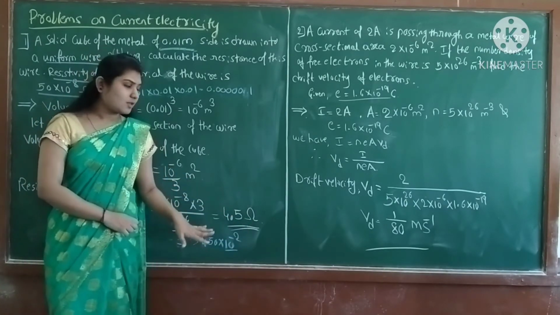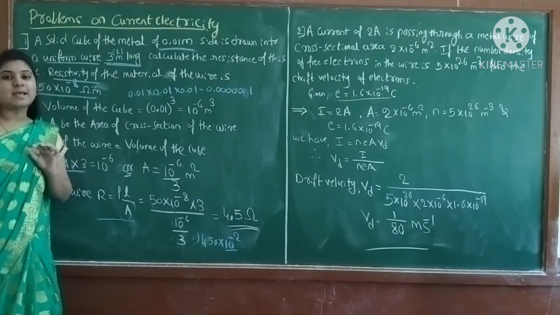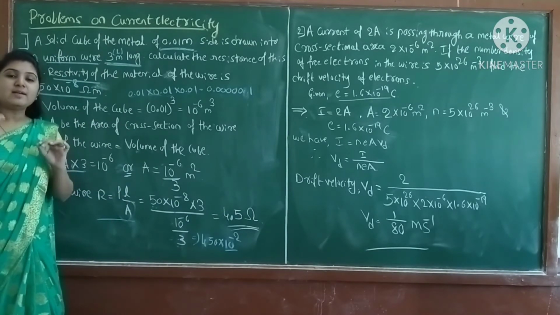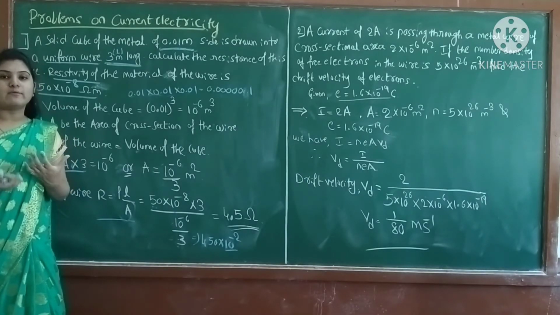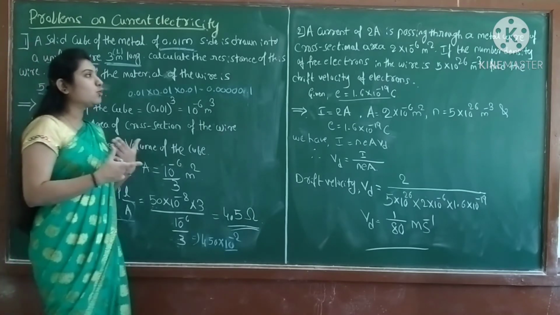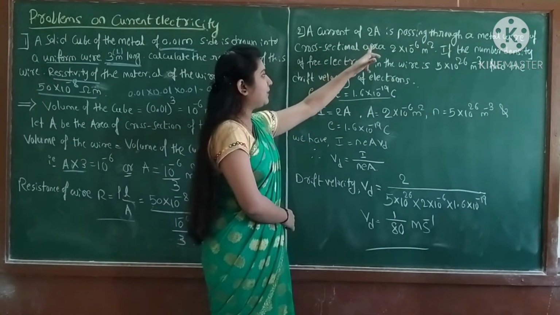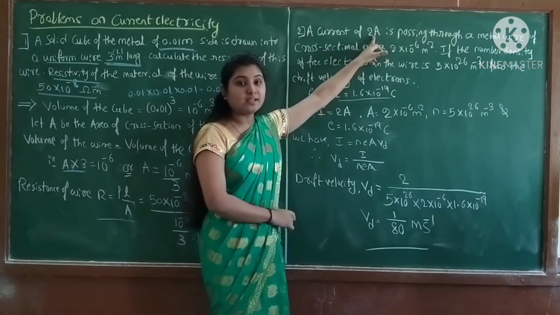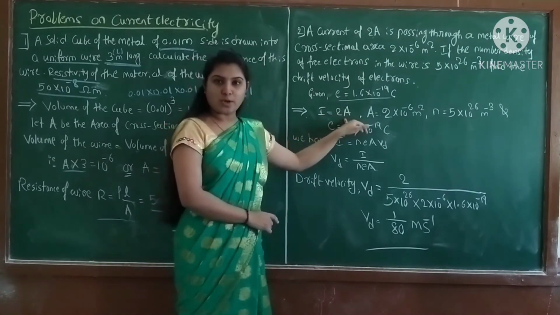Okay. So like this we have to solve step by step. And the formulas, you just remember which formula we have to use and what to calculate. So let us move towards the second problem. A current of 2 ampere. So current how much they given? 2 ampere. So write it here. I is equal to 2 ampere.